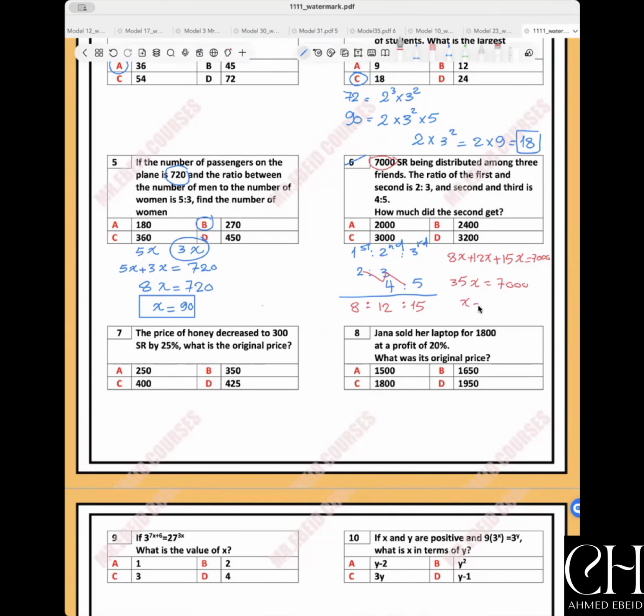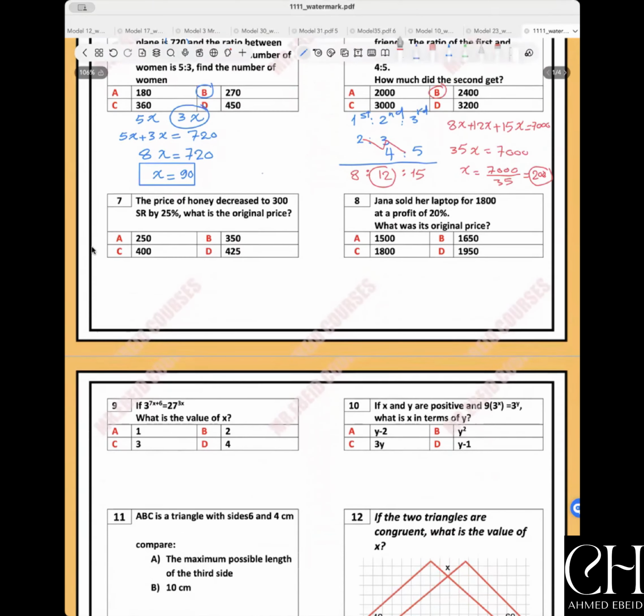Divide both sides by 35. 7,000 divided by 35. 70 divided by 35 will be 2, and write down 0. So the value of x is 200. If the value of x is 200, you can find the share of the second. Just multiply 12 times 200, which equals 2,400. So it's B.